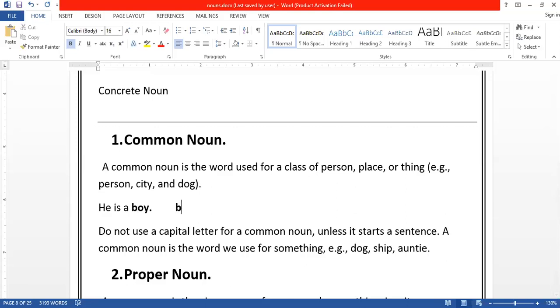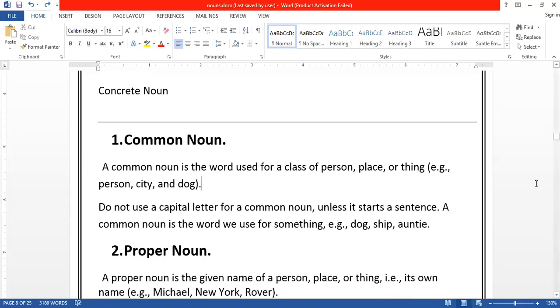For example, if I say boys are intelligent, now can you see boy is a common noun, but it comes in the beginning of a sentence. So that's why we capitalize the first letter of boys. So this is what we call common nouns. Now we will move towards the second, proper nouns.